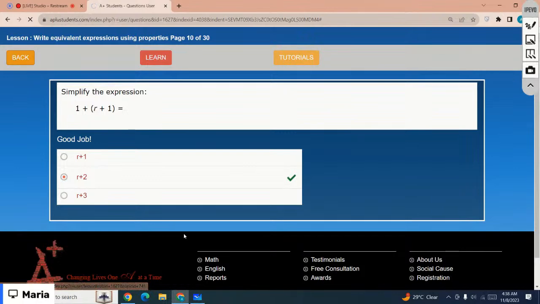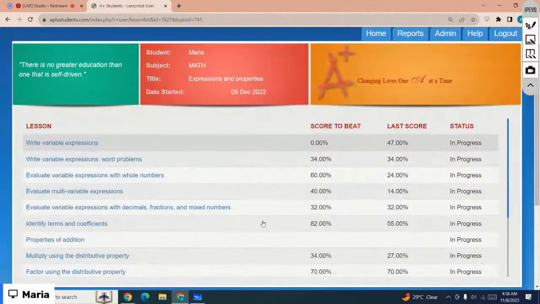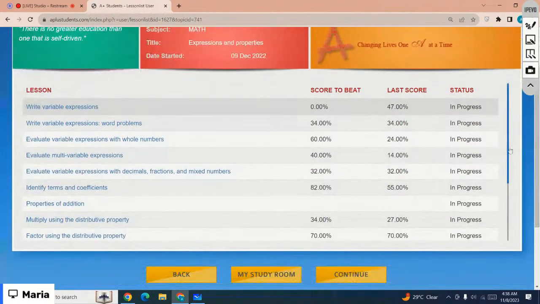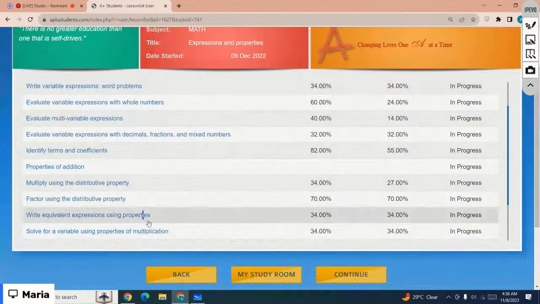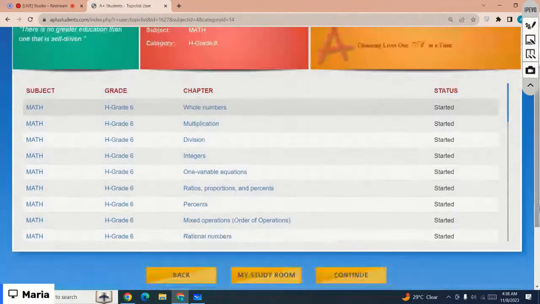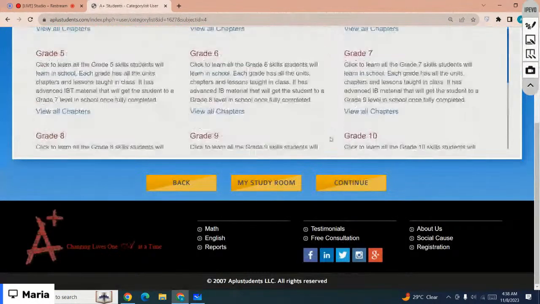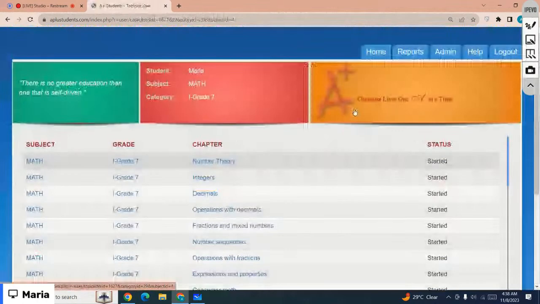So we were working on grade 6 math. The chapter we're working on is expressions and properties, and the lessons we have covered today are identify terms and coefficients, multiply using distributive property, factor using distributive property, and write equivalent expressions using properties. So please make sure before the next session you complete all the practice questions for the lessons we did today. If you need more help with any of the lessons, you can contact any tutor on Skype. They are available from Monday to Friday, 5 to 9, right?